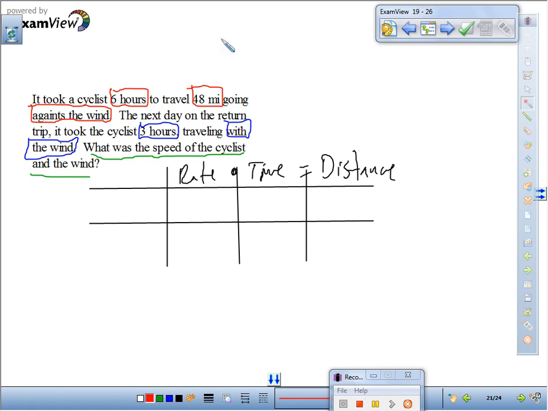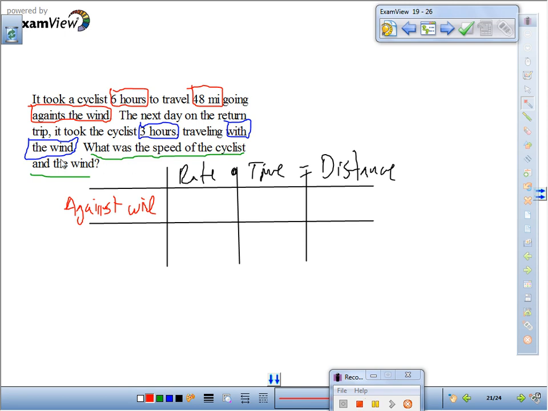So, check this out. The first information is the very first trip they mentioned. What trip was it? Against the wind. I'm going to write that right here: against wind. So once again, what do we know about running against the wind? It takes away from your rate. Is that correct?